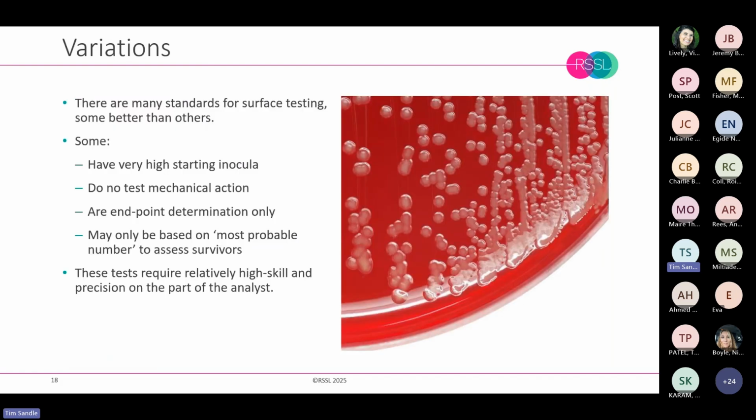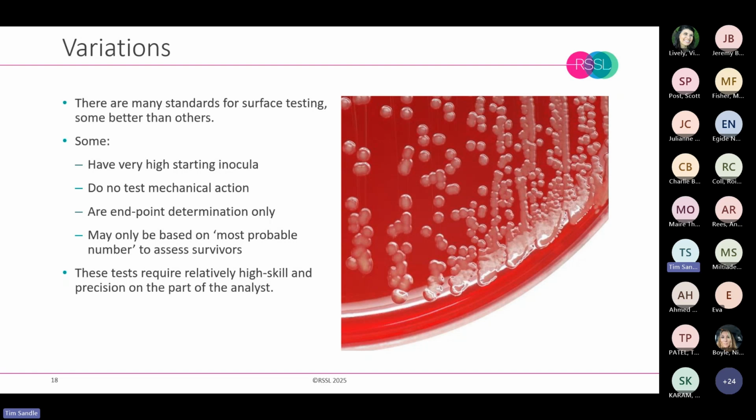And as we embark on surface testing, there are some things we need to consider. With the standards, they do have very, very high starting inocula. They're talking about challenging with 1 million or 10 million microbial cells. They don't account for mechanical action, and sometimes they're just based on a most probable number of survivors. So we might wish to go with lower log reductions, and we might want to go with lowering starting inocula, which we'll have a look at in a moment.